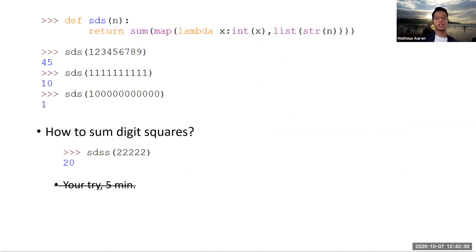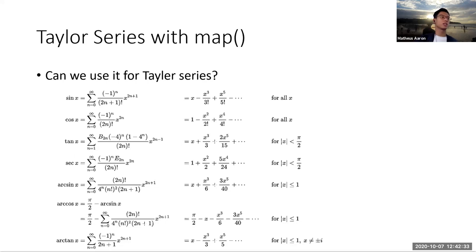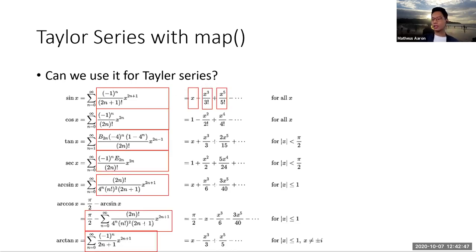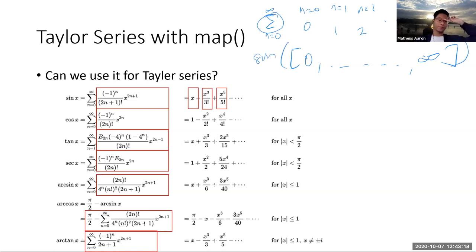Now, in the next part is the Taylor series, in which we are trying to figure out a Taylor series. We can also use it with a map. You can see that this is somewhat a sequence, because usually sigma n from 0 to infinite means there's n when it's 0, n when it's 1, n when it's 2, and so on. So there is a naturally occurring sequence here from 0 to infinite. And because it's a sigma, you want to sum them up, just like our sum digit square.